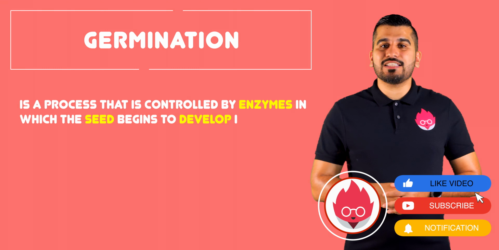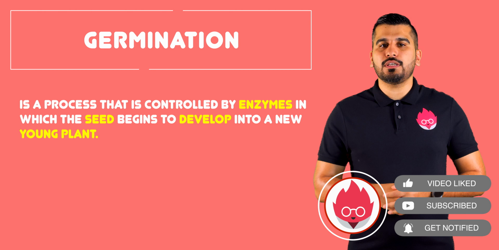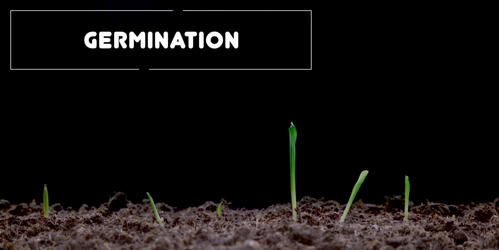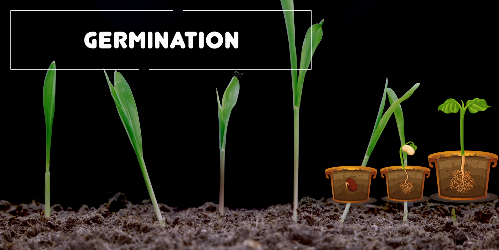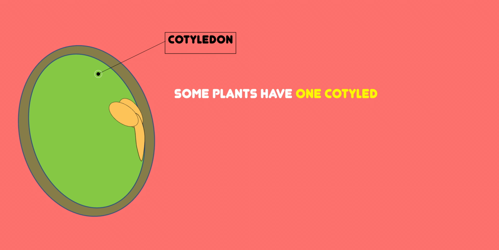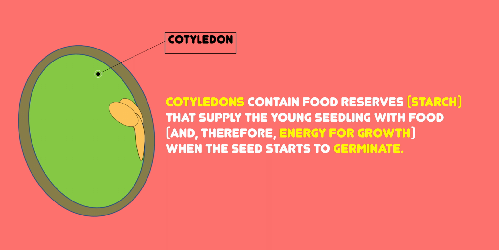Germination is a process that is controlled by enzymes in which the seed begins to develop into a new young plant. The seed contains a zygote which divides into cells that then develop into the embryo plant. When the seed germinates, this embryo begins to grow into the young seedling. Structures known as cotyledons surround the embryo. Some plants have one cotyledon, whereas others have two. Cotyledons contain food reserves that supply the young seedling with food.